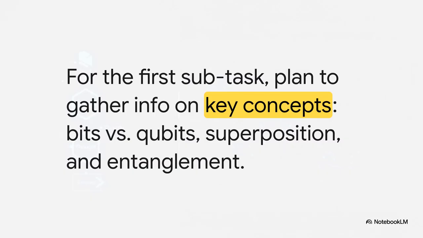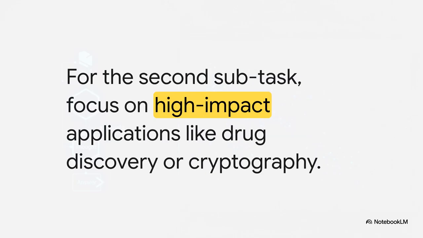So for that first part, the agent starts planning how it's going to gather information. It identifies the key technical concepts it needs to explain, bits versus qubits, superposition, entanglement. It's basically making a little technical checklist for itself to make sure it covers all the bases. And then it does the exact same thing for the second part of the question. But notice the strategic focus here. It's not just grabbing any application. It's zeroing in on high-impact areas like drug discovery. This is a really crucial step to make sure the final answer isn't just correct, but also valuable.